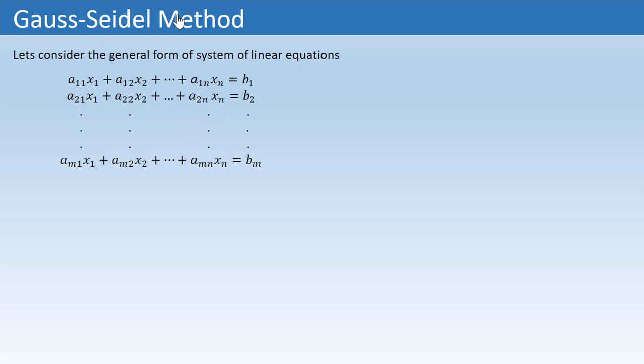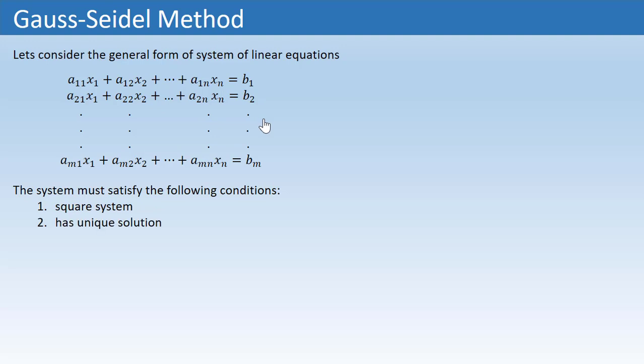In order to apply this method, the system must satisfy three conditions. First condition is that it should be a square system. It means that the number of variables should be equal to the number of equations. Second condition is that it should have a unique solution, and third condition is that the leading diagonal entries of the coefficient matrix must be non-zero. The leading diagonal of the coefficient matrix is the diagonal from top left to the bottom right. If these three conditions are satisfied, then the solution of the system of linear equations can be found using the Gauss-Seidel method.